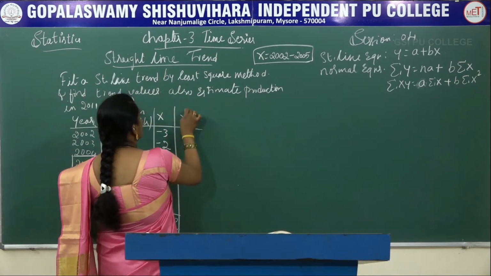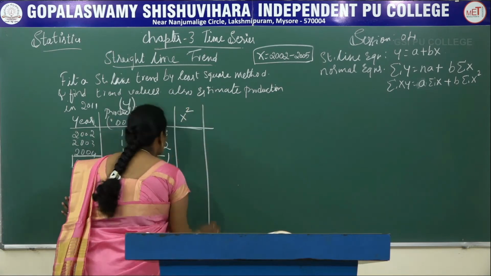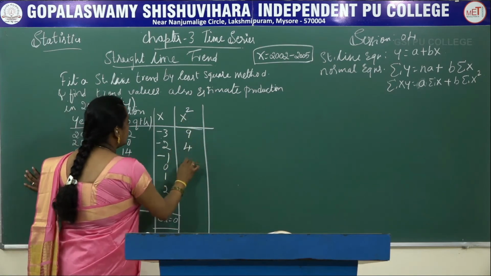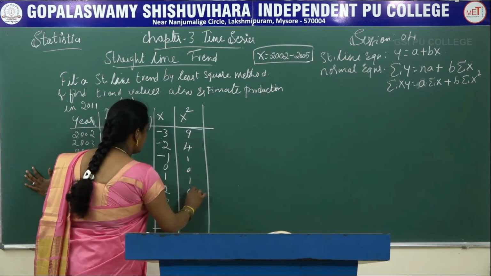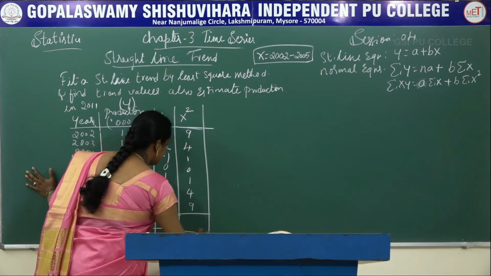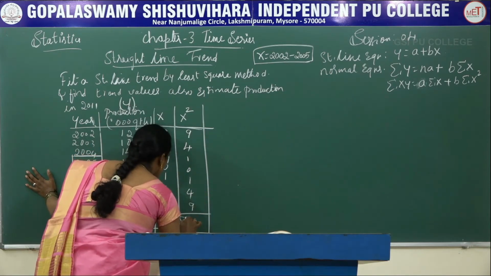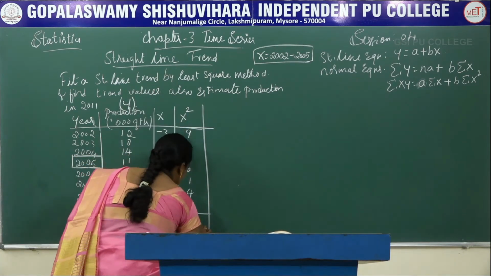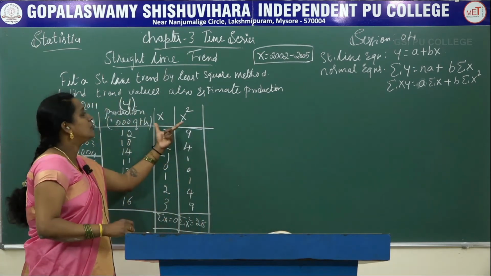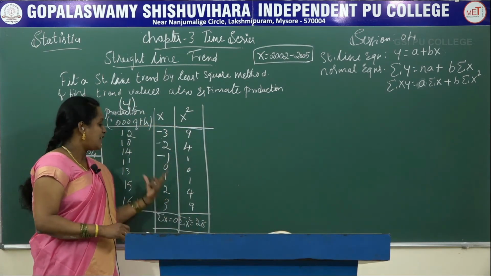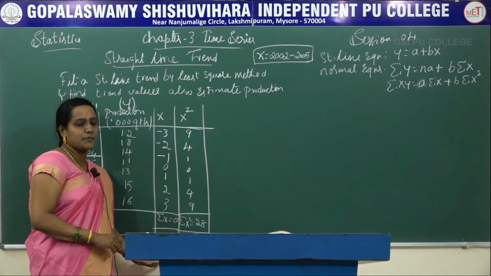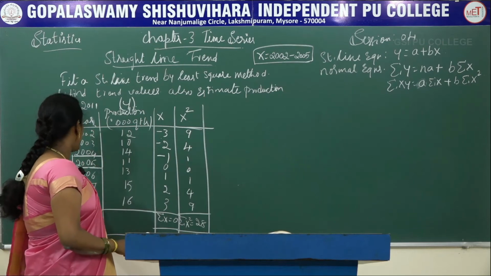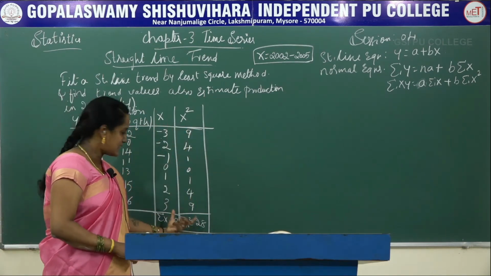Next is to find x square. This x value should be squared: 9, 4, 1, 0, 1, 4 and 9. And summation of x square is equal to 28. So first you have to make summation x equal to 0. For that we do the manipulations in the year. Then we will calculate x square.